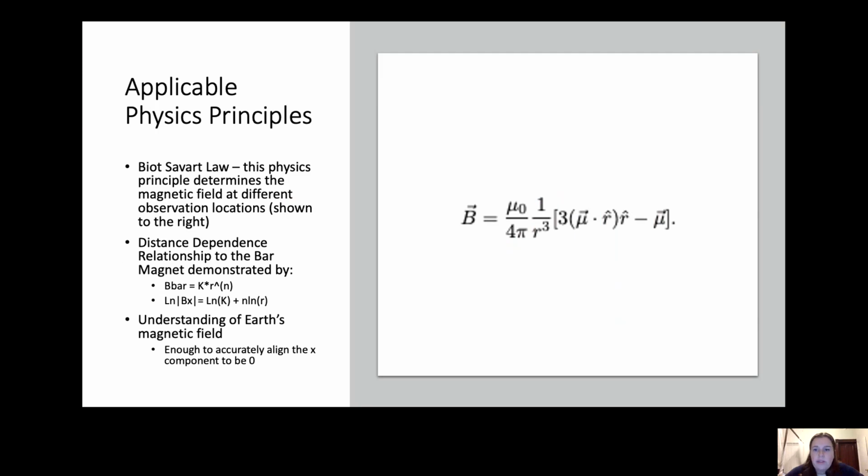Some applicable physics principles used in this lab would be the Biot-Savart law, the physics principle that determines the magnetic field at different observation locations. This is shown here, and also the distance dependence relationship to the bar magnet, which is demonstrated by B-bar and ln of Bx. There's also a necessary understanding of the Earth's magnetic field itself, just enough to accurately align the x component to be 0 and to understand how exactly that works.